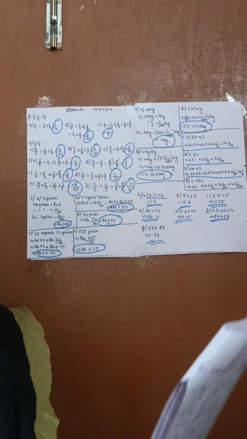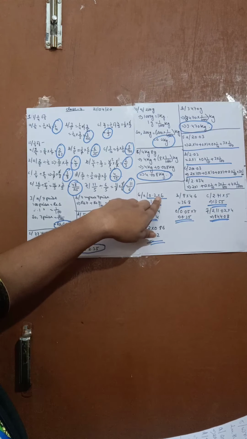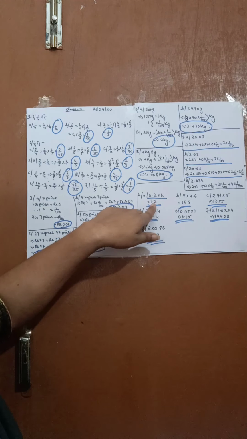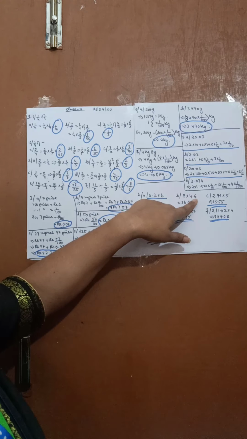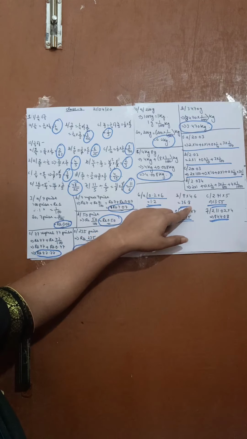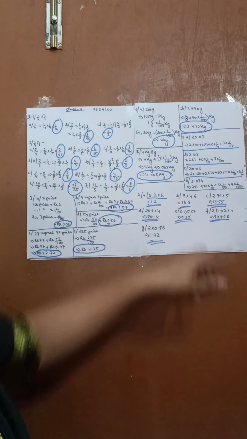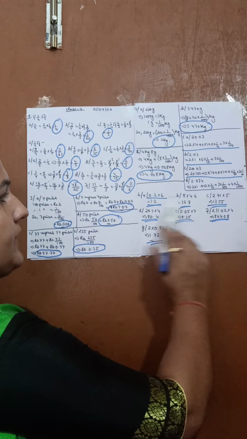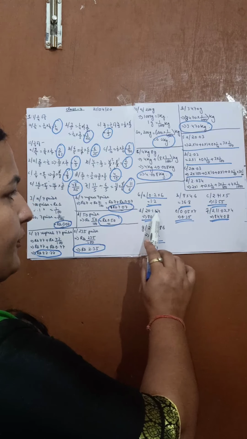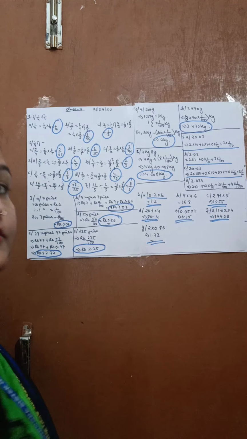So let's move to question number 6. Question number 6 is find. Number A: 0.2 into 6 is equals to 1.2. Answer of number A is 1.2. Number B is 8 into 4.6, is equals to 36.8. Answer is 36.8. Number C is 2.71 into 5. It becomes 13.55. So the answer of number 6C is 13.55. Number D is 20.1 into 4. It becomes 80.4. Answer is 80.4.